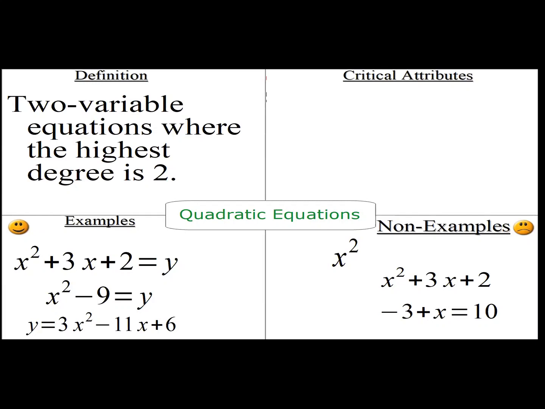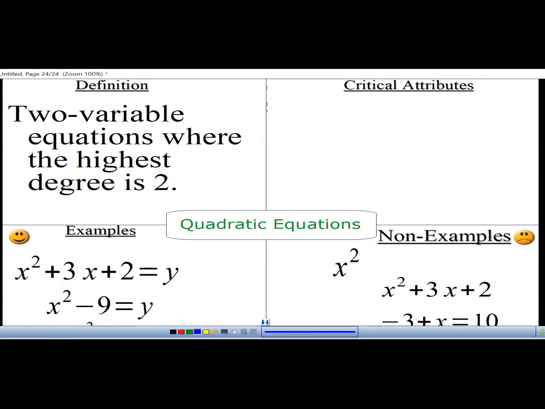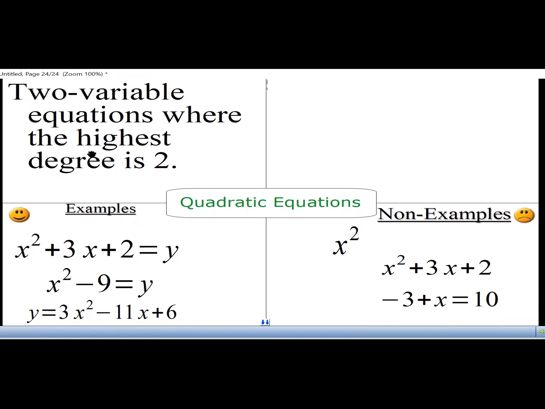All right, so according to what we got here, it says quadratic equations are two variable equations where the highest degree is 2. So let's look at the first one. The example x squared plus 3x plus 2 equals y. It's an equation because there's an equal sign. Two different variables because we got x and y. And the highest degree is 2. That means that it needs to be in standard form to see if all the rest of the terms are 2 degrees or lower.